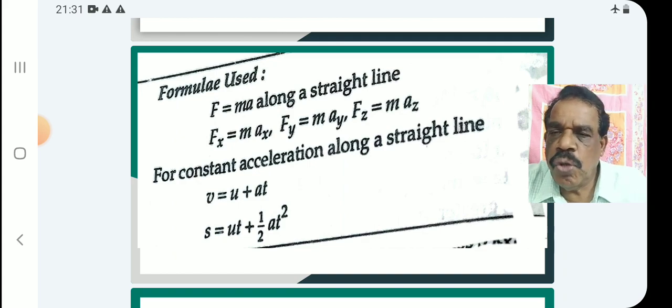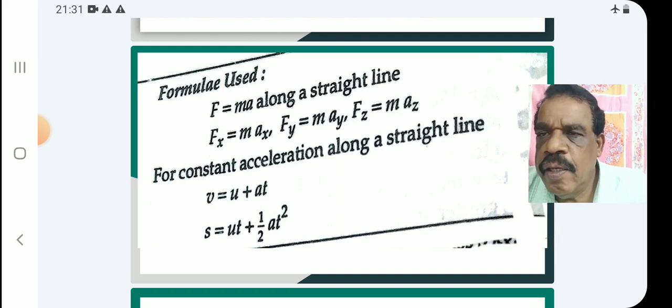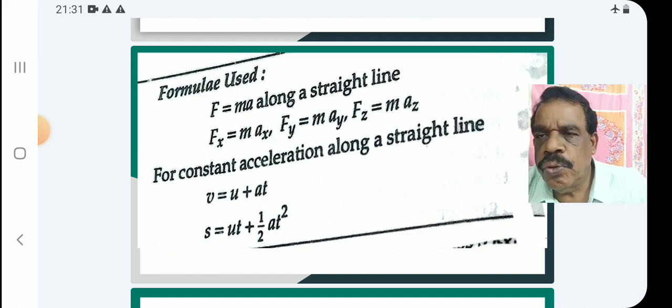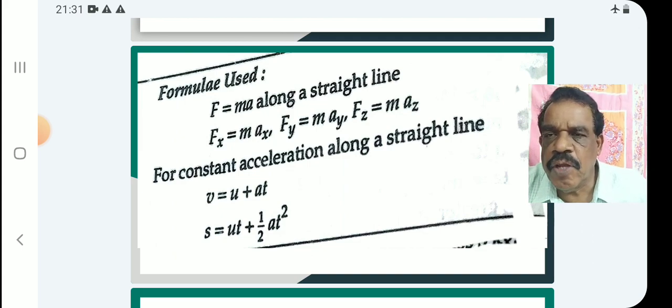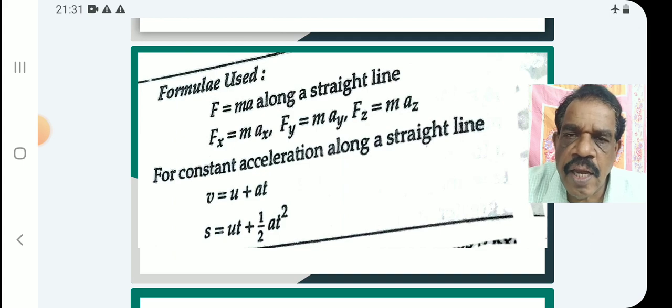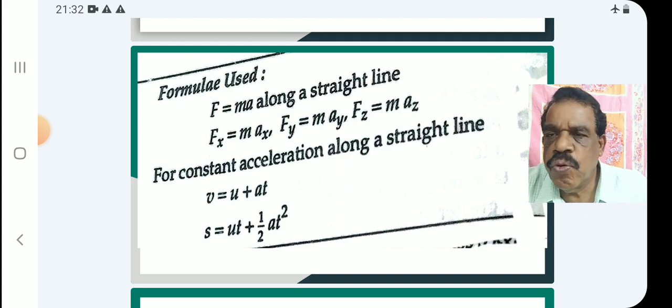And for that you have to remember some important formulae. The formulas are listed here. You remember the first equation is F is equal to ma. That is the second law along a straight line. For a straight line, F is equal to ma. F is force, m is the mass, and a is the acceleration.